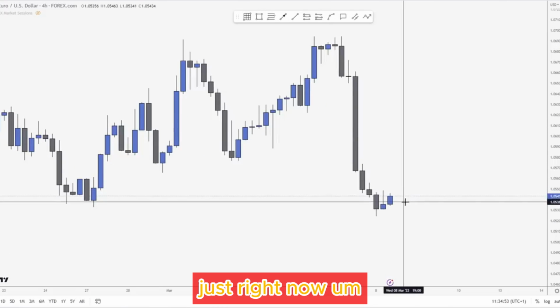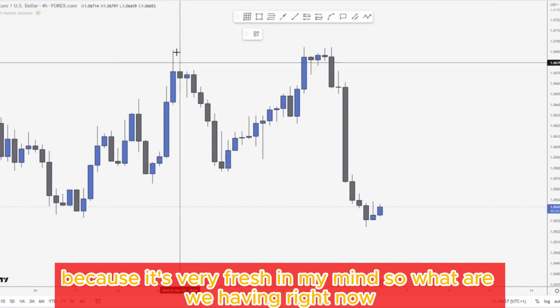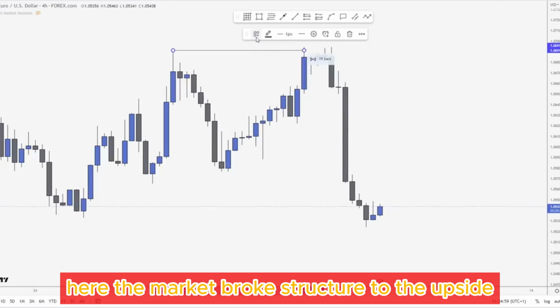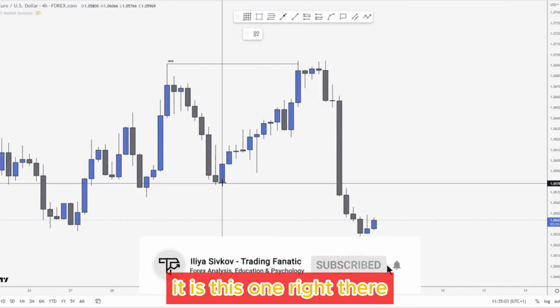Okay, so I actually want to start with a trade that I just took this morning, because it's very fresh in my mind. So what are we having right now? Here, the market broke structure to the upside. You immediately track it back. What caused the break of the structure? It is this one right there.